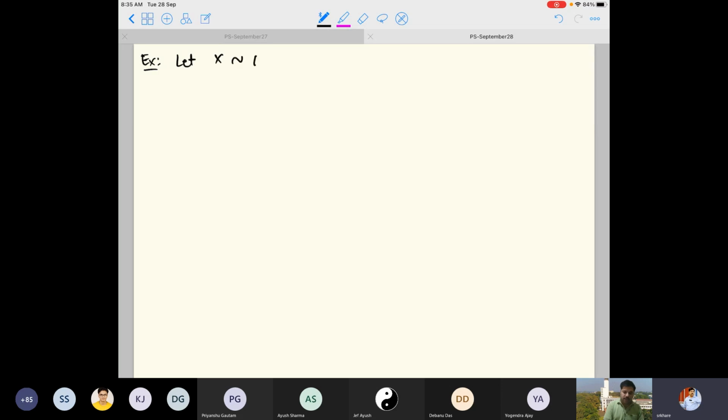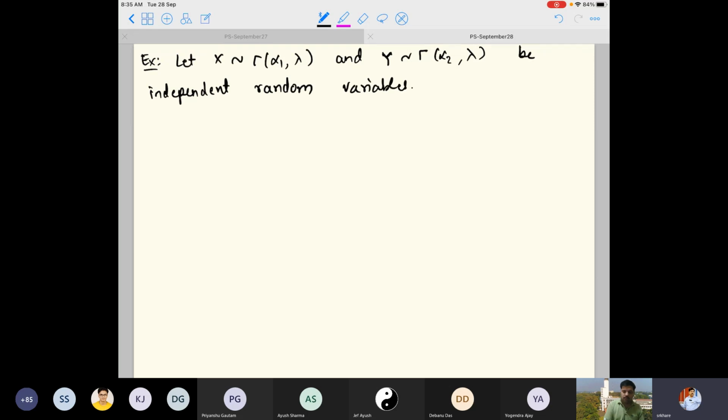Let X follow gamma alpha 1, lambda, and let Y follow gamma alpha 2, lambda, be independent random variables. Suppose you have these as independent random variables. Then we want to show what is the density of X plus Y. So the density of X plus Y is this. Okay, and how do you prove that?